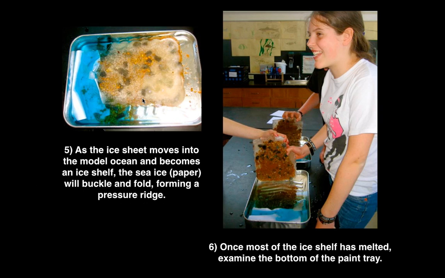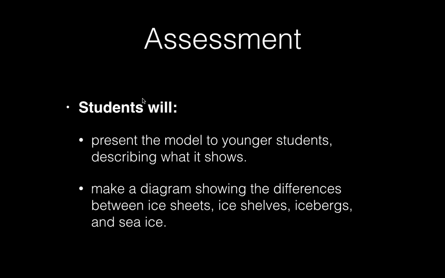I found that the kids could get a little squirrely and unfocused at this point. So during this part of the activity, I had them review vocabulary about ice sheets, ice shelves, sea ice, icebergs, and so on. And we talked about what we were doing, and the fact that as the ice sheet is moving into the model ocean, it's becoming an ice shelf. So that was all very good.